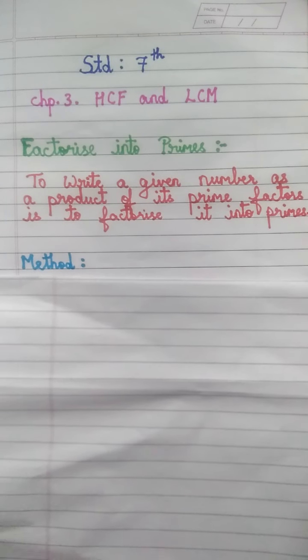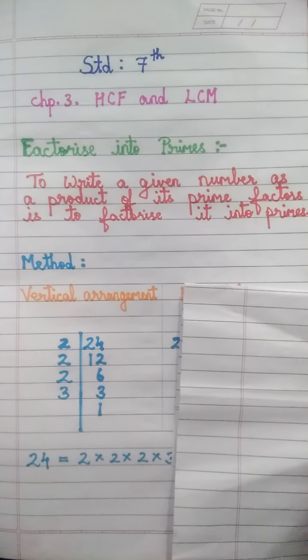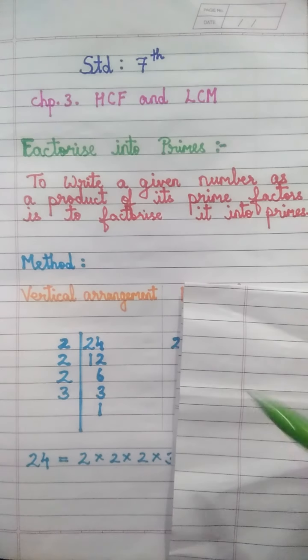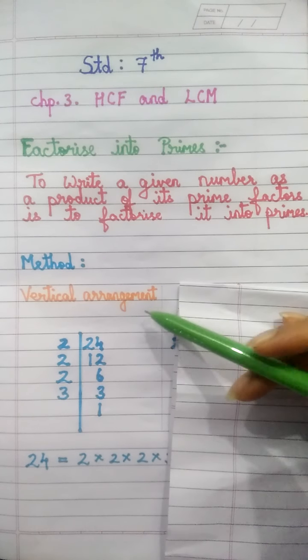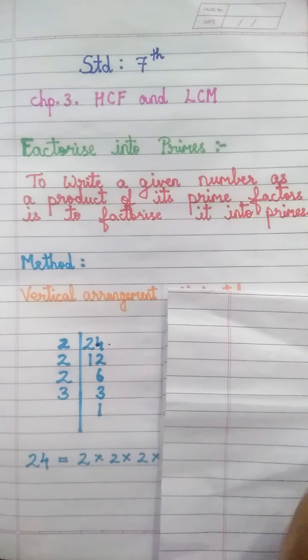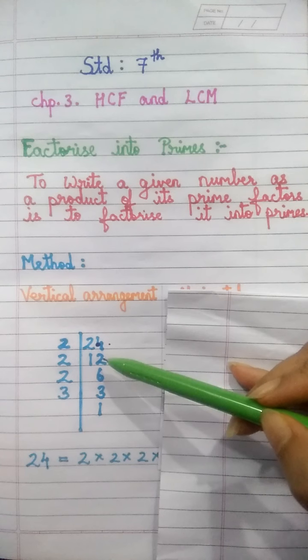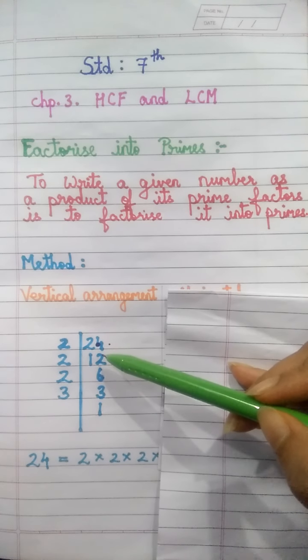There are two methods. Method 1 is vertical arrangement. Now, in this vertical arrangement, I have taken for example number 24. How to factorize it? We have to take into consideration the prime factors. So, the prime number 2. Let's see if 2 can divide 24. We check the test of divisibility.